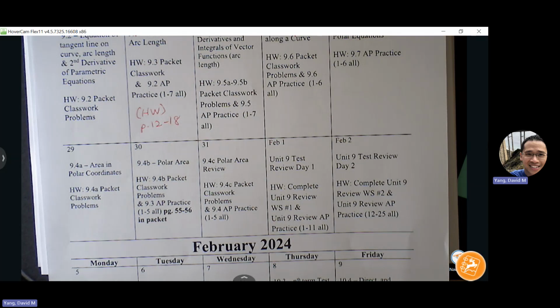That's the reason you had plus C. And then you just take the derivative.